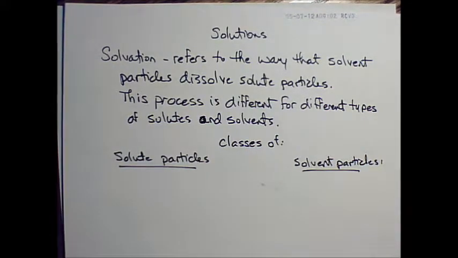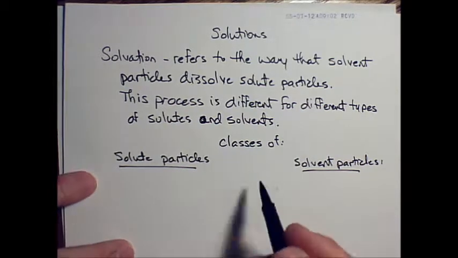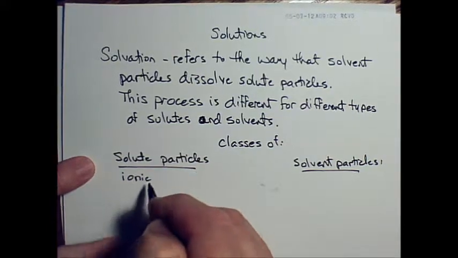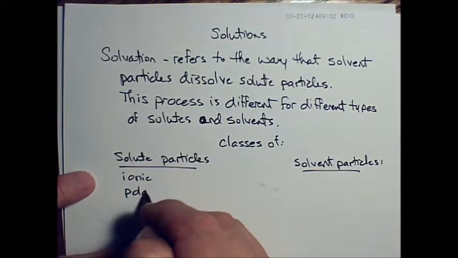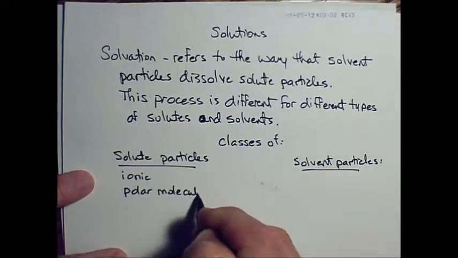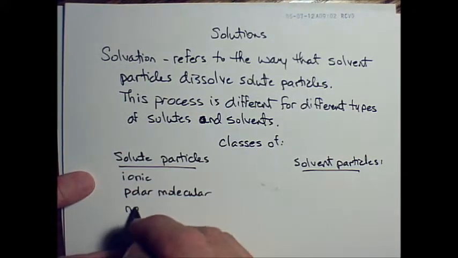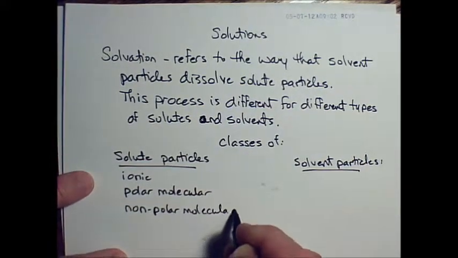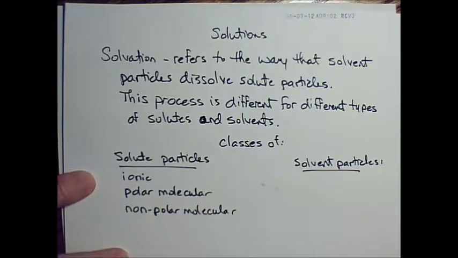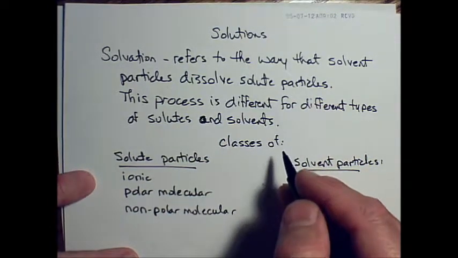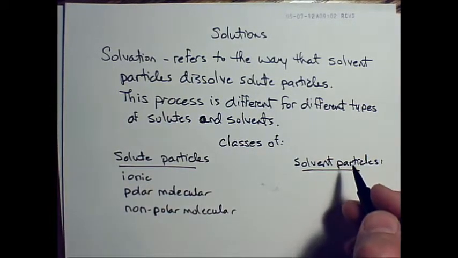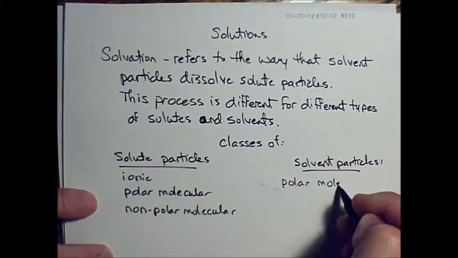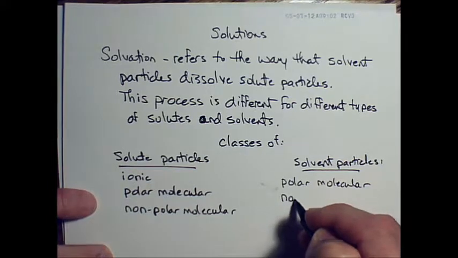when I'm referring to different types of solutes and solvents, when it comes to solute particles, those different types would include ionic particles, polar molecular particles, and nonpolar molecular particles. And for solvent particles, there are only two different classes of particles we're going to talk about in here, and those would be polar molecular and nonpolar molecular.